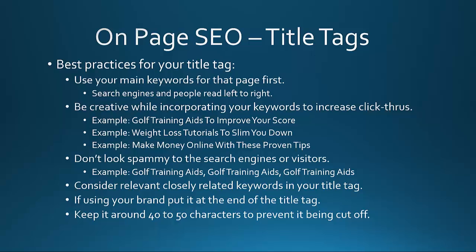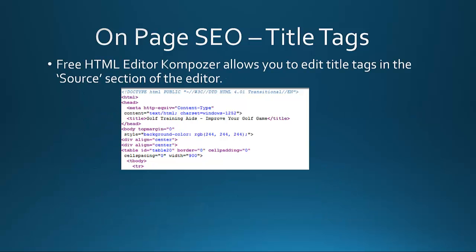Keep it around 40 to 50 characters to prevent it from being cut off in the search results. So that's one thing to keep in mind. If you use a catchy word at the end of your keyword phrase, you want to make sure it's not too long, or else it's going to just have dot dot dot right after it instead of showing your entire phrase, because with Google, beyond 40 to 50 characters, it may end up being cut off. So here again is how to improve your title tags.